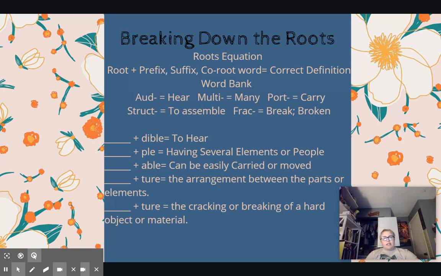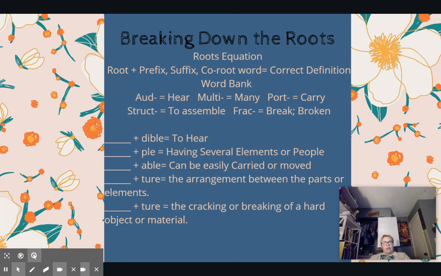So while we're breaking down the roots, let's face it, for a lot of kids, roots are really scary just because, at that age, generally fourth and fifth grade, it's very difficult for students to understand that a word has multiple parts to it and that those parts influence the definition. So we're going to be using a technique that my fourth grade teacher used with me, which is called a roots equation. A roots equation is a root plus a prefix, suffix, or co-root, and it equals the correct definition.